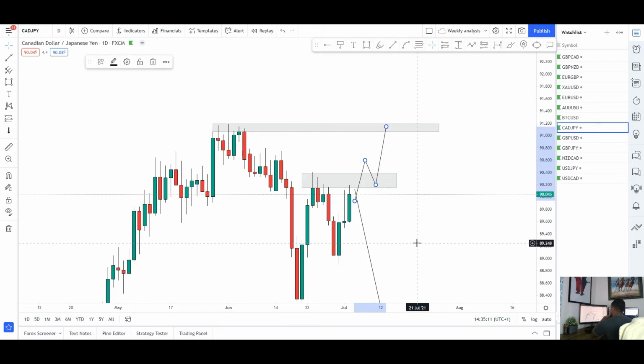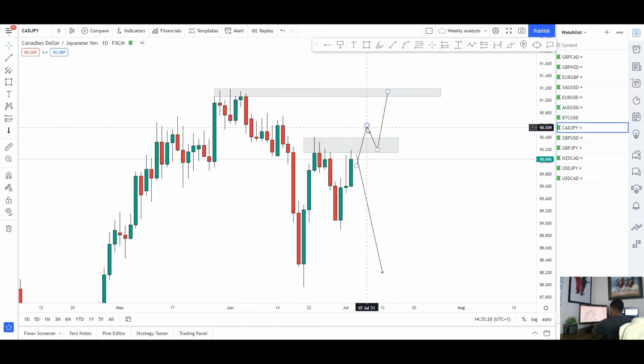So buys could be on for next week for CAD JPY, but if we do hold this as resistance, so we see Monday or Tuesday reject this area, then we can be looking for sells again, because this potentially could be a double top here.